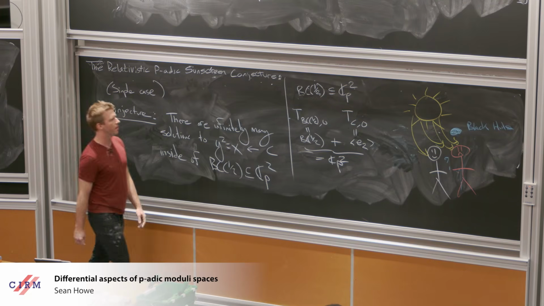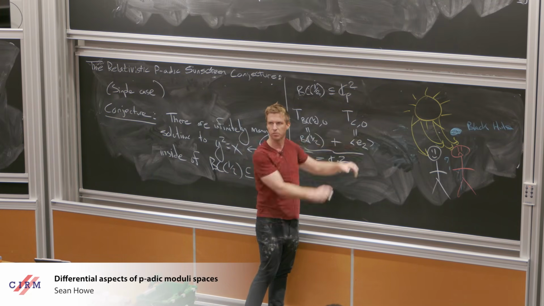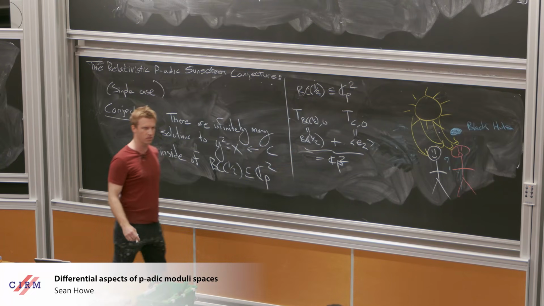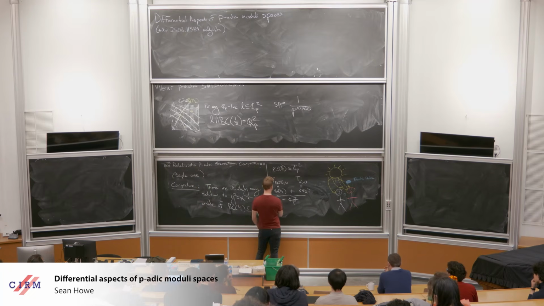I mean, if I take any line horizontal to E2, then I have QP points in it, as I have BC 1/2 points in it. So you can think about this. So this intersection is transverse.